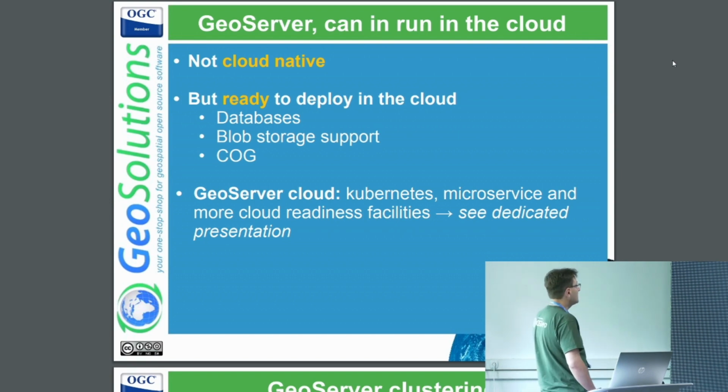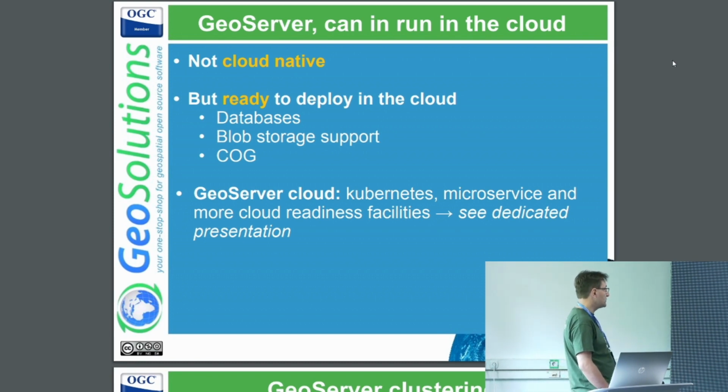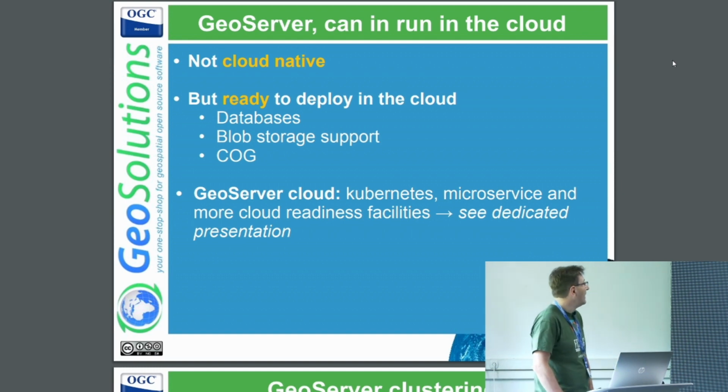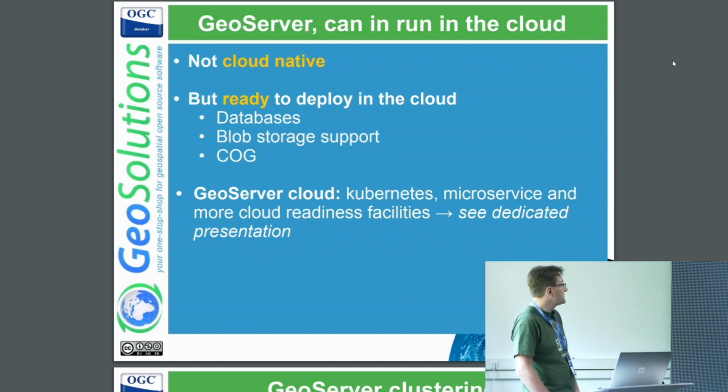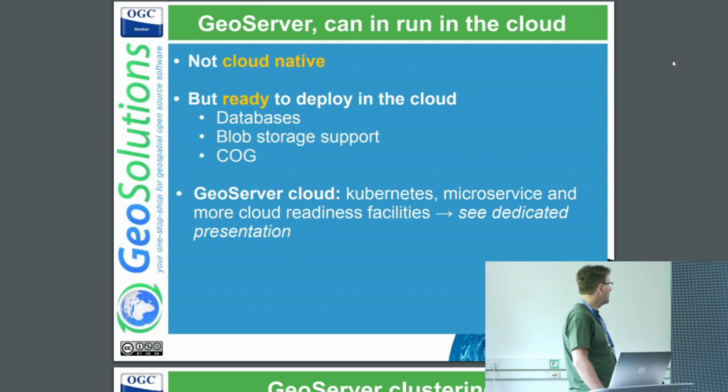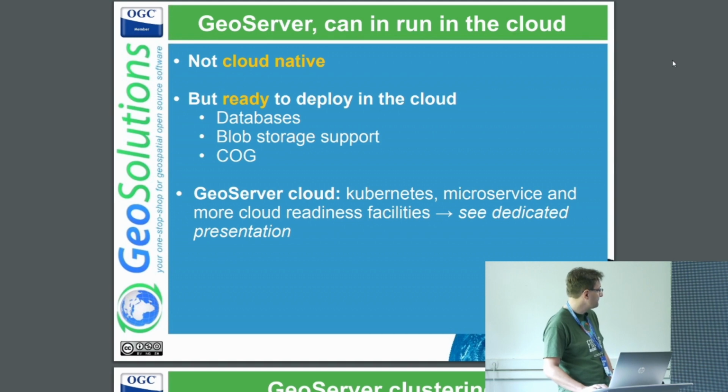There is a GeoServer Cloud project specific for Kubernetes deployment with a microservice architecture. I'm not going to cover it because I don't know it, to be honest. I haven't had a chance to look into it. And there is a dedicated presentation that Gabriel gave yesterday about it. And I invite you to look at the slides for that presentation to cover specifically the GeoServer Cloud downstream project.